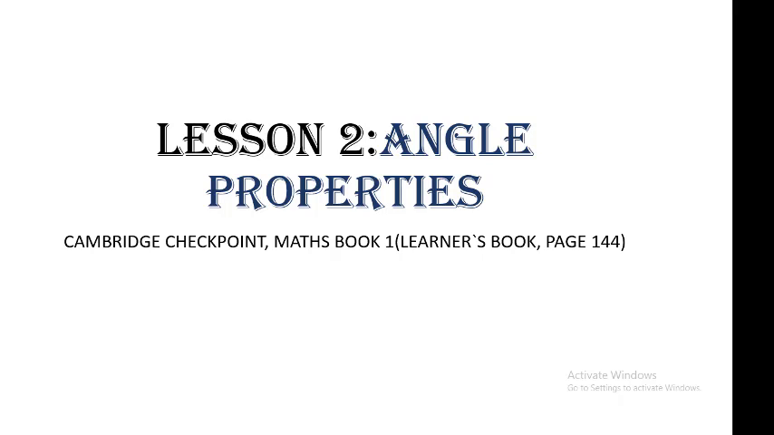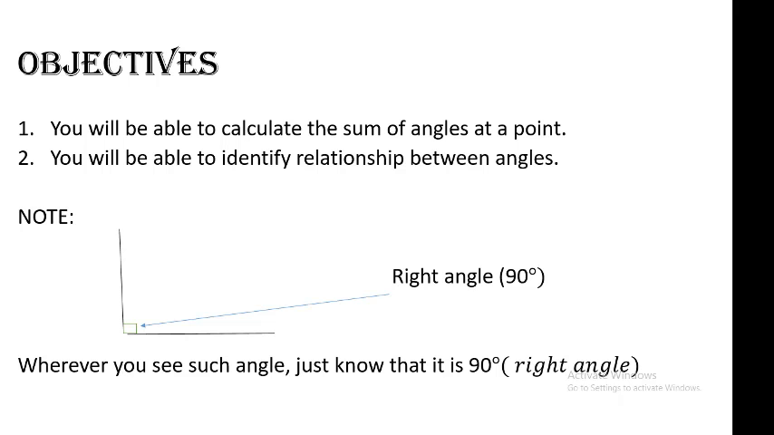Now, you can get this topic in our textbook, Cambridge Checkpoint Maths Book 1, that is the learner's book, on page 144. Now, let's go to objectives. These are the things that we are going to get from this topic. By the end of this topic, you'll be able to calculate the sum of angles at a point, and then you'll be able to identify the relationship between angles.